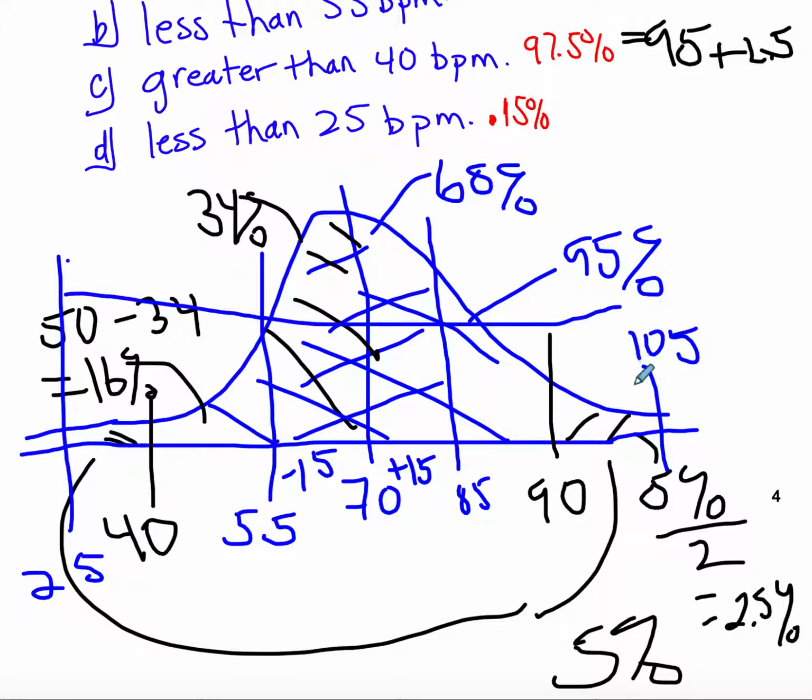And because we're kind of running out of space here, I'll just draw a line here. This is 99.7% of the data. It's between those two lines.